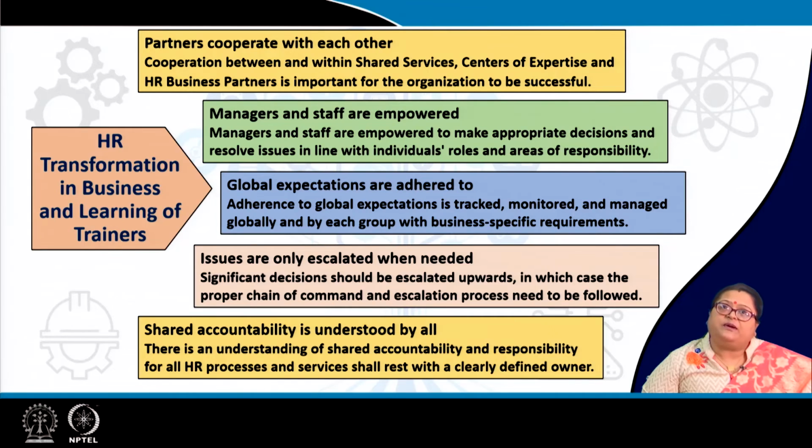Managers and staff are empowered to make appropriate decisions and resolve issues in line with individuals' roles and areas of responsibility. Global expectations are adhered to. Adherence to global expectations is tracked, monitored, and managed globally and by each group with business-specific requirements. Issues are escalated only when needed. Significant decisions should be escalated upwards, in which case the proper chain of command and escalation process needs to be followed.